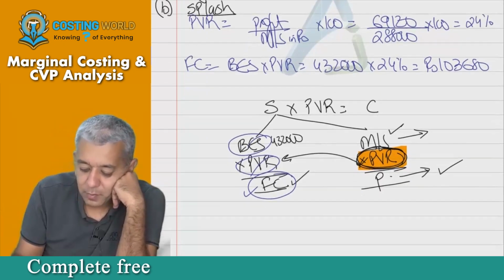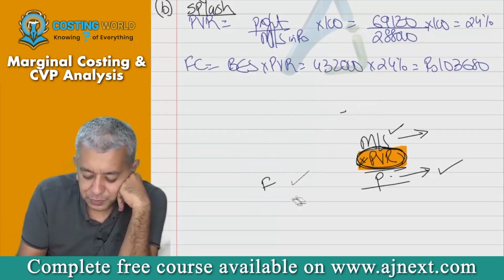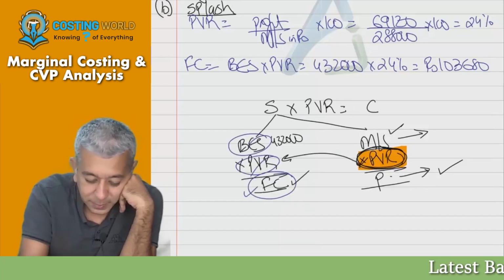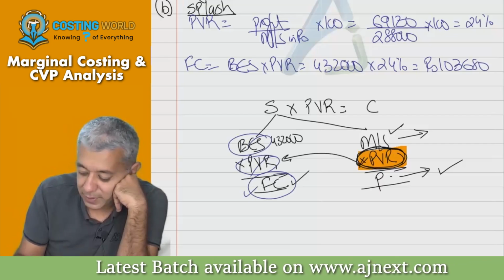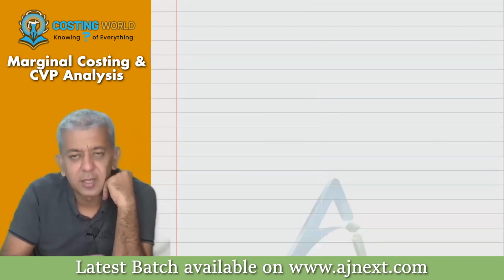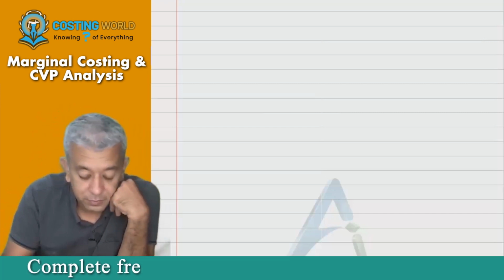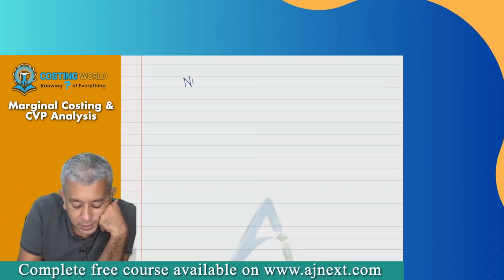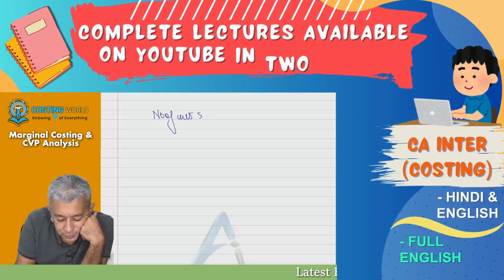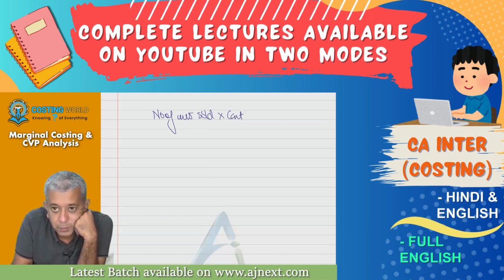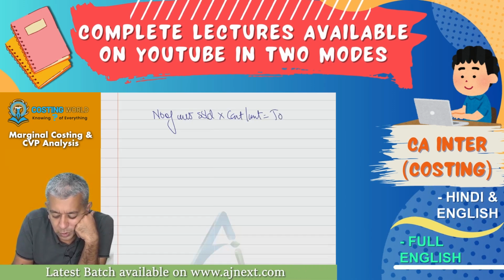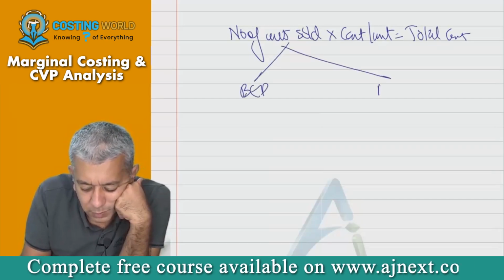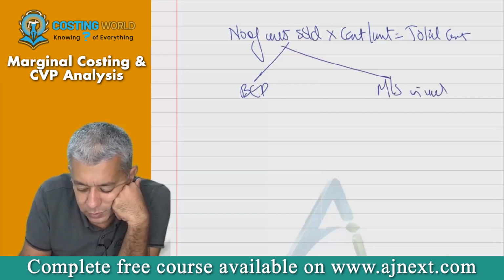Now, if for any reason we don't want to do this, let me tell you a second method, but I'll let this remain. I might require it. Okay, second method. In this case it might be the second table that we had made. Instead of expressing sales in terms of rupees, we can express it in terms of units. Number of units sold into contribution per unit will give you total contribution. Now, number of units sold will be in two parts. Which two parts? Break-even point and margin of safety, obviously expressed in terms of units.